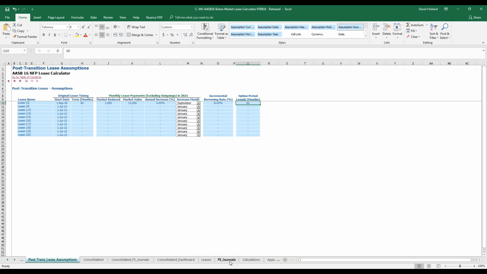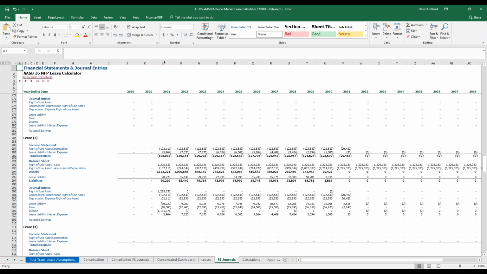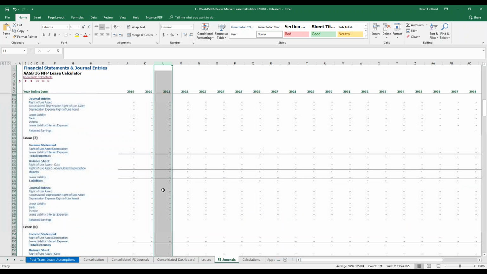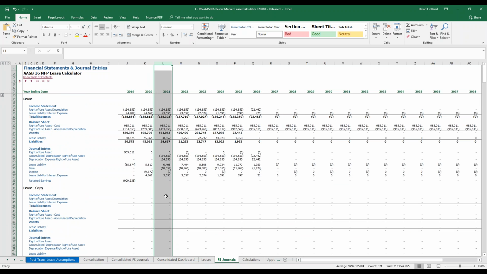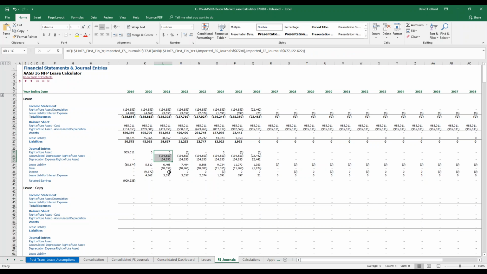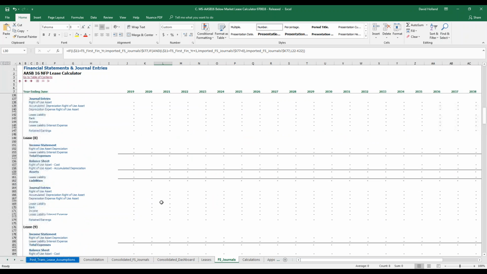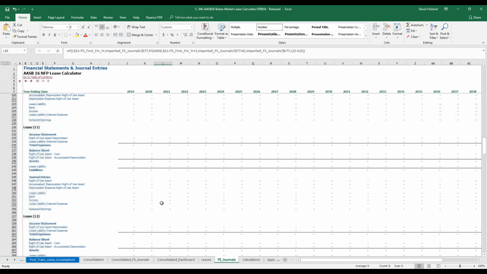The next tab that I advise you go to is this FS Journals tab. Now this is 30 June 2021 that we're in. So all the journals that are going to be relevant are here. Now the first 10 leases on this tab have been set up as the transitional leases. So this is the lease that you've brought through, and this is the journal entries for this year. Shows your depreciation, lease liability, bank, interest expense, etc. So we'll put those in. The next leases are blank at the moment because we've only got one transitional lease in.